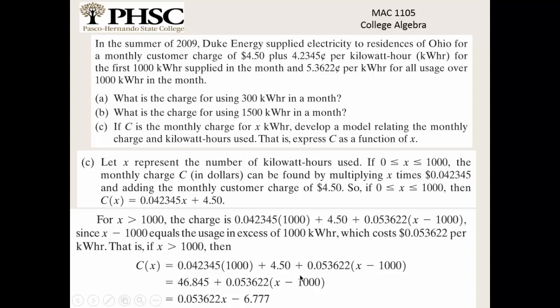So therefore the actual function for anything over the 1,000 would be 5.3622 times x, minus the 6.777. And you can see how we worked out the algebra there.